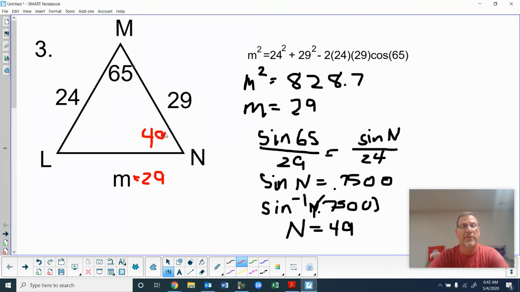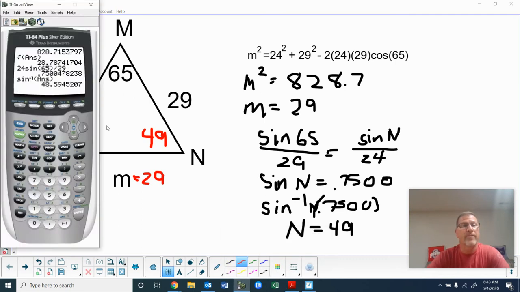Now what I'm going to do, go back to my calculator to figure out L. Remember 65 plus 49 and then subtract from 180. All right, so got that plus 65. It gives me an answer, and then just go 180 minus that to finish up. Again, second answer.